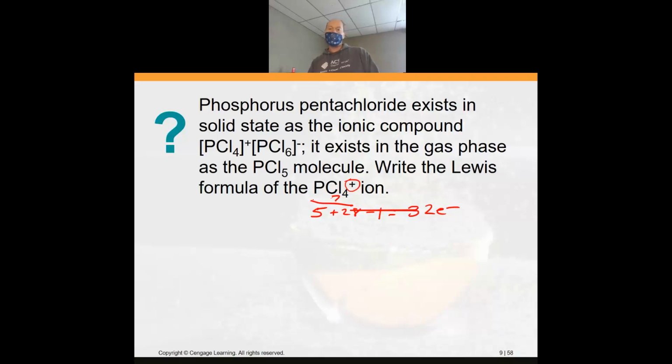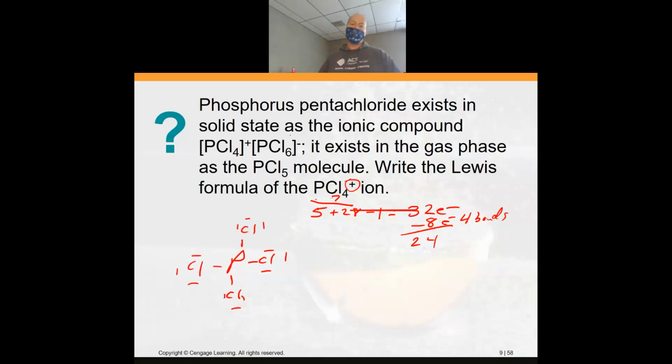Your central atom is the first atom listed. That is your phosphorus. It is bonded to 4 chlorines: Cl, Cl, Cl, and Cl. 4 bonds is 8 electrons, so minus 8 electrons for the 4 bonds. Each bond is 2 electrons. That leaves 24, and so 1, 2, 3, 4, 5, 6, 7, 8, 9, 10, 11, 12 pairs is 24 electrons. That gives us the perfect number to give all of the atoms an octet.